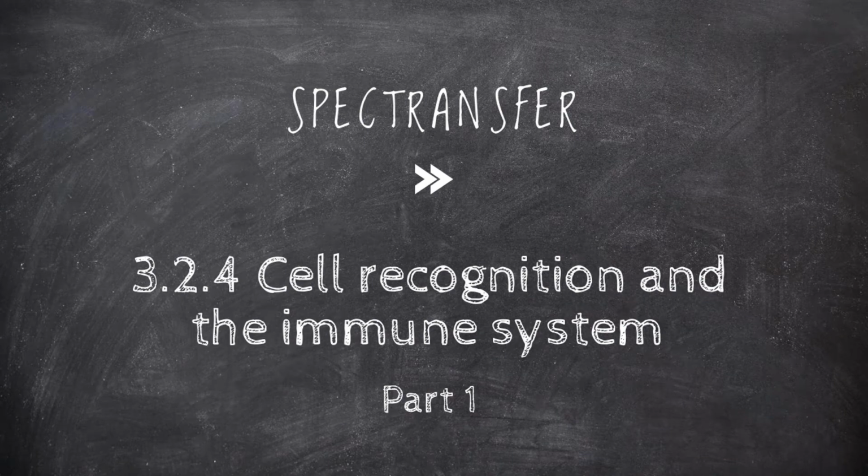Today we'll be looking at topic 3.2.4 Cell Recognition and the Immune System from the AQA A-Level Biology specification. Because this is a large topic to cover, I've split this topic into two parts, and to watch part 2 of cell recognition and the immune system, just follow the link at the end of this video.